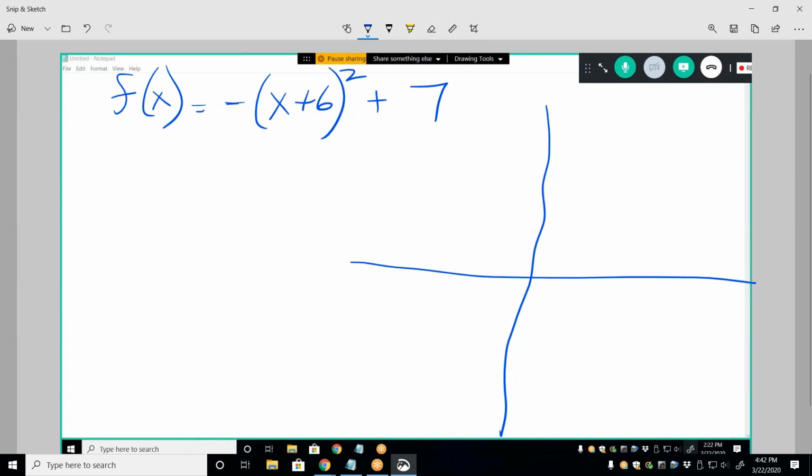I guess. What's the parent function? X squared. Okay. Which I'm going to draw in one color. And then we're going to take each one separately, and I'm going to draw it in a different color. Start left to right. What's the negative sign do? It's a reflection across the x-axis. What's the 6 do? Horizontal shift right 6. Left 6.